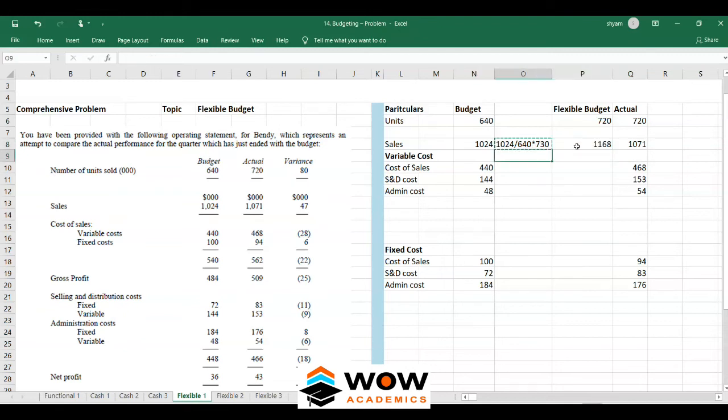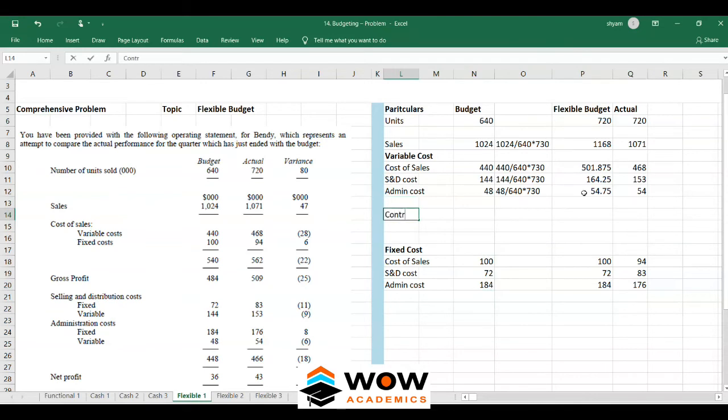So the same concept, we just copy it and we paste it for all the variables. So it would be 440 here, 144 here, and 48 here. You can copy all of them. So for 640 units, it was 440. For 720 units, it should be 501. The same logic applies for all the other numbers here as well. And fixed cost will not change. It will be the same number. So we can just directly put it here.